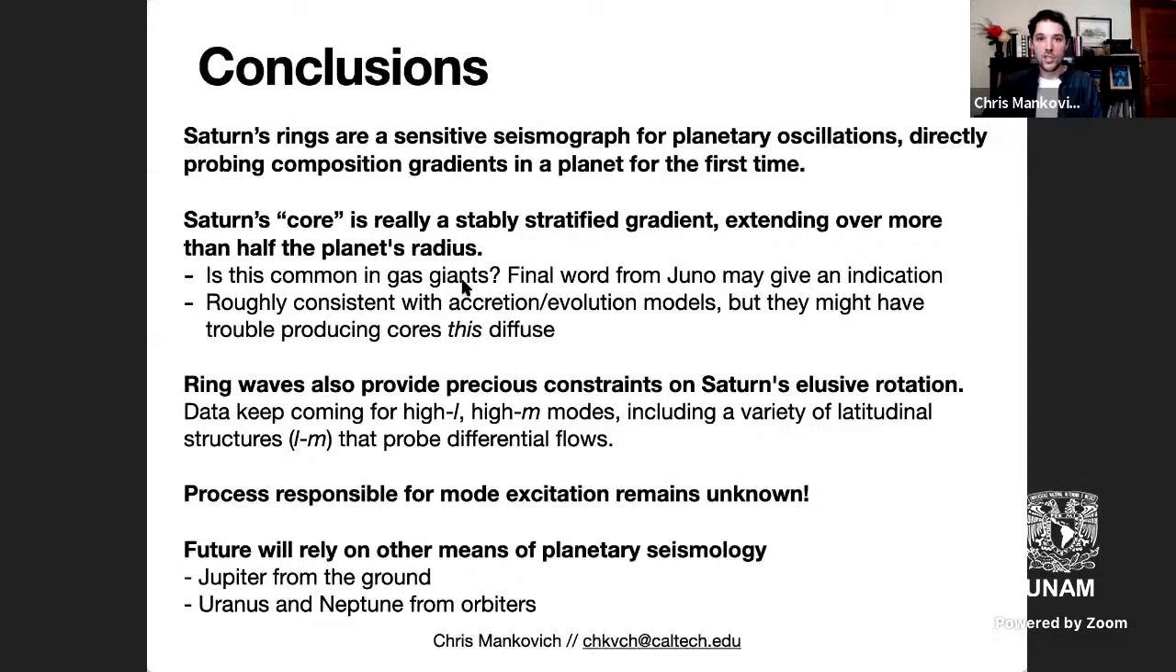Is this common in gas giants? We're not totally sure. A final word from Juno, because those gravity orbits are ongoing, might give an indication. If it's true in Jupiter and it's true in Saturn, then it might be true in these gas giants in general, which complicates all of the commonly told stories about their evolution or interior structure based on what we can observe. That's roughly consistent with what's produced by accretion and evolution models, but qualitatively, those models might have trouble producing a core this diffuse. So maybe there's some mixing or other things influencing the composition profile after formation while the planet cooled.